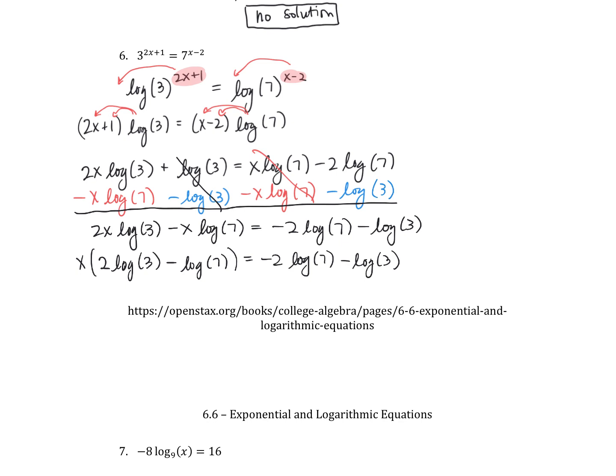Okay, last step to get the x by itself. We have x times all of this in parentheses. So we're going to divide both sides by everything in those parentheses. So 2 log 3 minus log 7 on both sides. So 2 log 3 minus log 7.